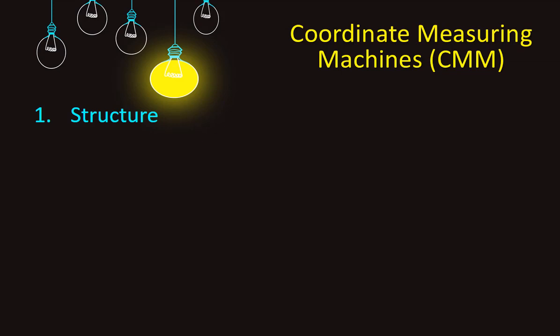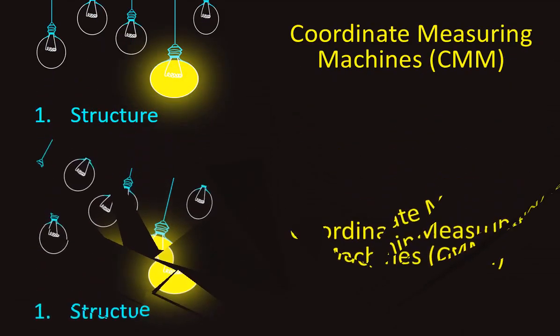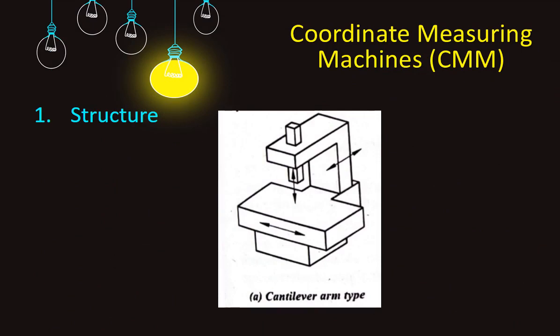Now we'll check the physical configurations one by one. This figure shows a cantilever type CMM. The vertically positioned probe is carried by a cantilever arm. The probe moves up and down along the Z axis, whereas the cantilever arm moves in and out along the Y axis. The longitudinal movement is provided by the X axis, which is basically the work table. This configuration makes it very easy to load and unload the workpiece, but it is more sensitive to errors.